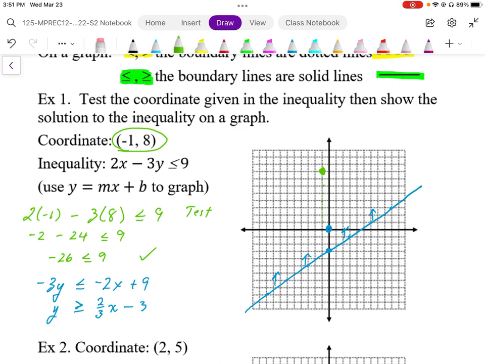So what I'm going to do then is shade this whole area here. And this whole area above that line represents my solution, and up to and including that line. So there's our solution, boundary solution.